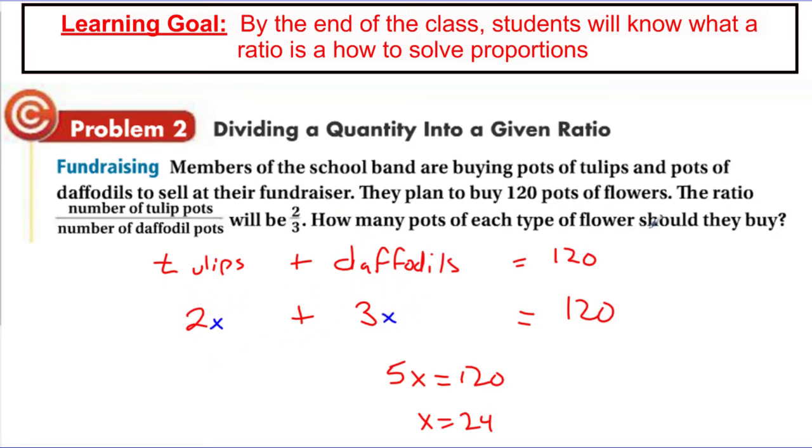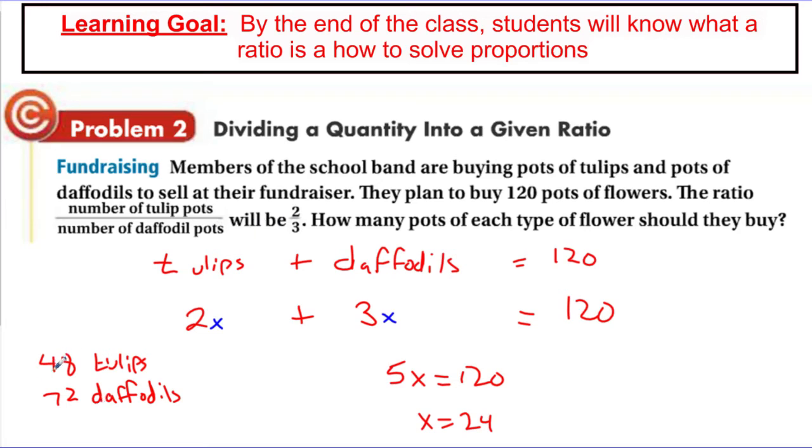So to answer their question, how many pots of each will we have? Well, 2 times our scaling number 24 would be 48 tulip pots. Okay, and if I do 3 times 24, it looks like I get 68. I'm sorry, 72, right? I can multiply, so we'll say 72 daffodil pots. Okay. So if you notice, when I add together 48 and 72, I do get 120.